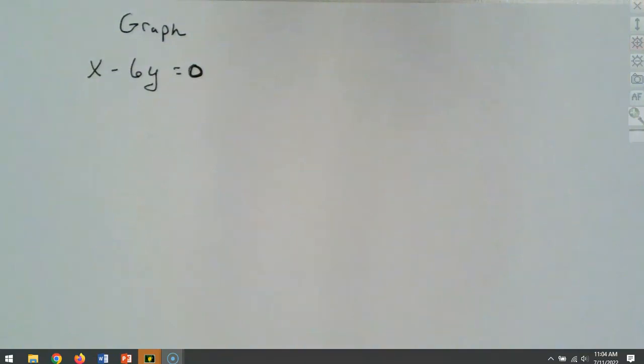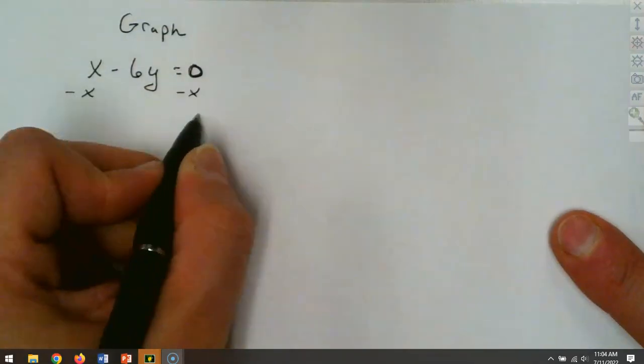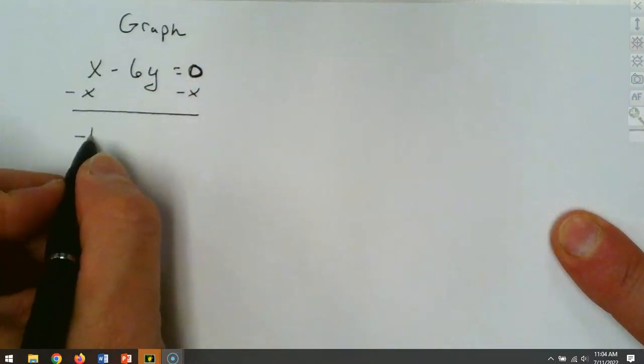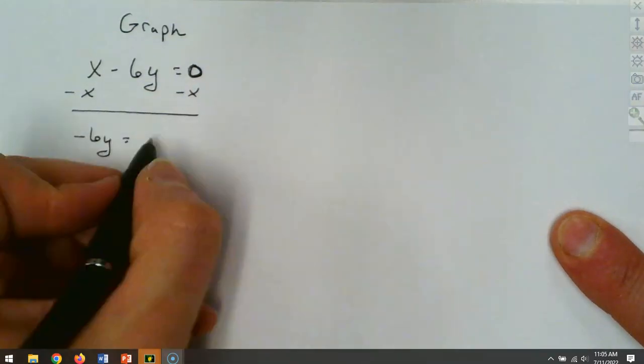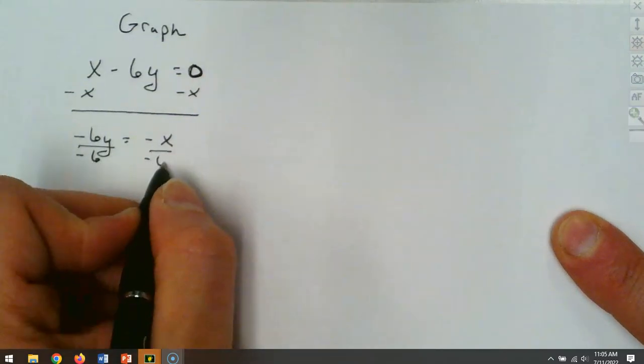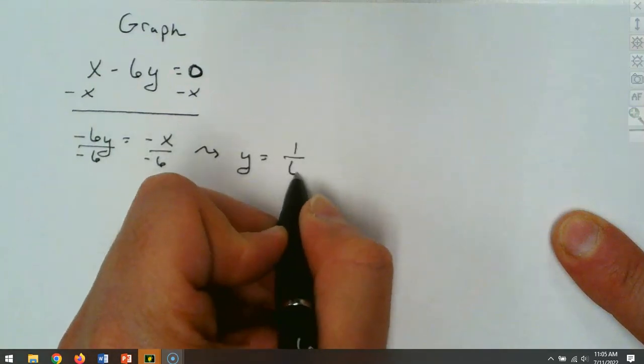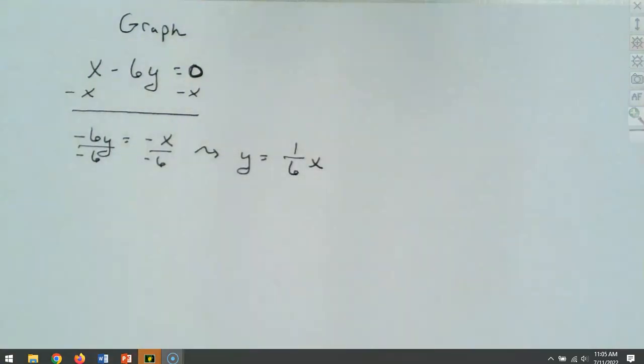And so if I want to graph this, remember I need to solve it for y. So I'm going to subtract off the x here. And that's minus 6y equals minus x. We'll divide by our 6. Negative and negative makes it a positive. So that's y equals 1/6 x.